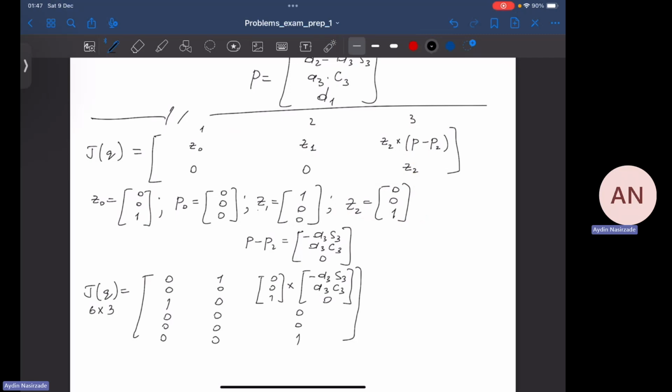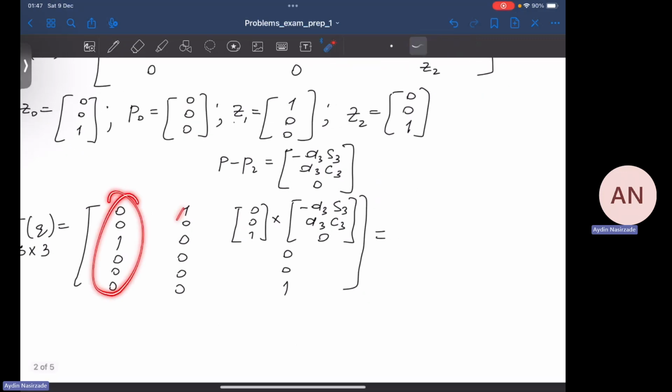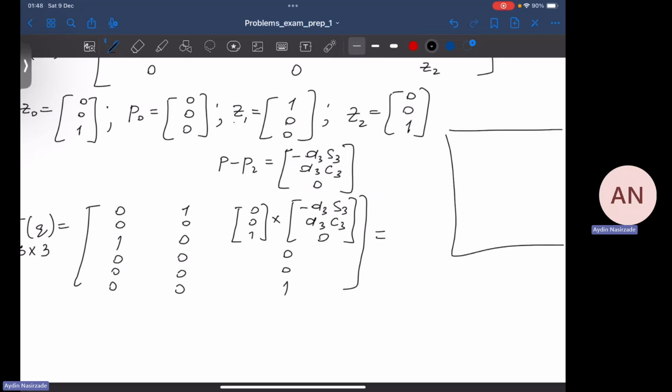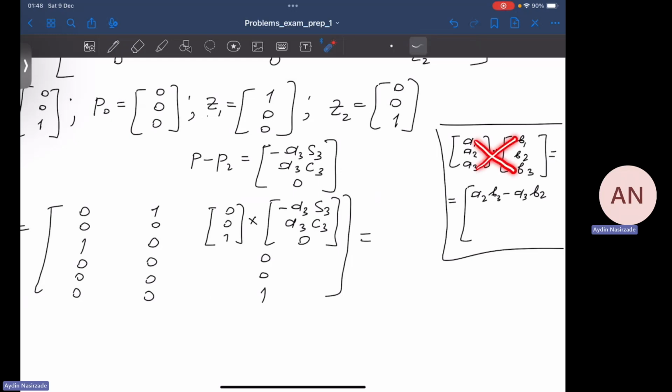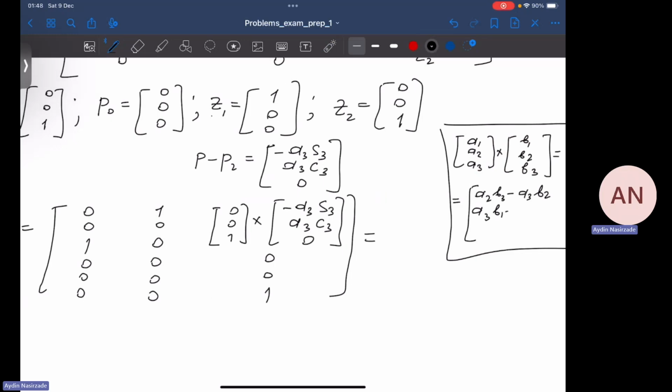I cannot do anything with the rest because they are done, but I have to simplify this one. It's a cross product. Let's recall how the cross product should be performed. If we have A1, A2, A3 cross product B1, B2, and B3, we get A2 times B3 minus A3 times B2, then A3 times B1 minus A1 times B3, and finally A1 times B2 minus A2 times B1.